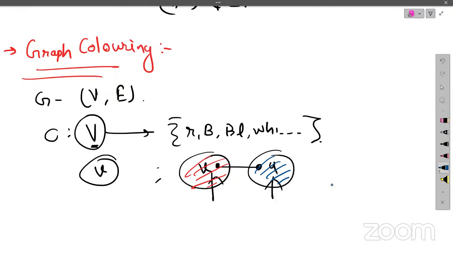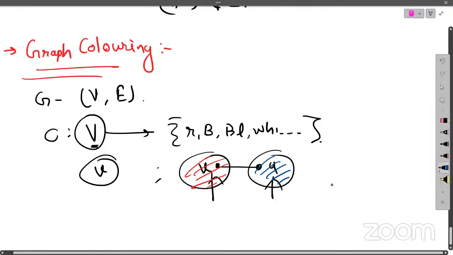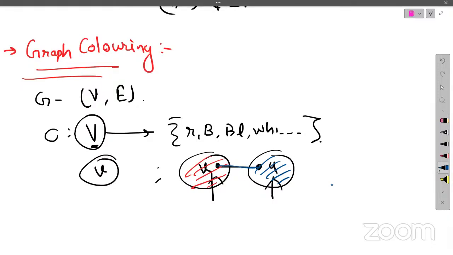So graph coloring means we have to associate a color to every vertex, but with a restriction. What is the restriction? We have to take care that if there is an edge between two vertices, then these two vertices should get different colors. See here, we have an edge from V to U. If we assign red to V, we cannot assign red to U. We have to take another color, so let's take blue and assign blue to vertex U. In such a way, we assign a color to every vertex of a graph. This is known as graph coloring.